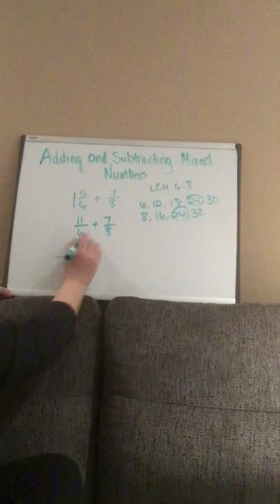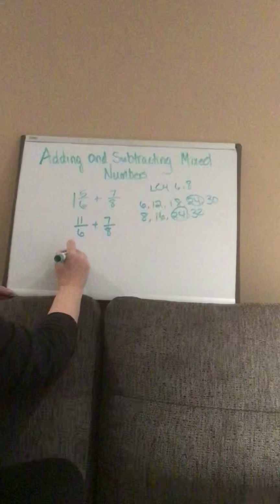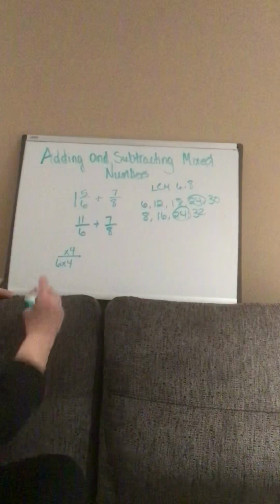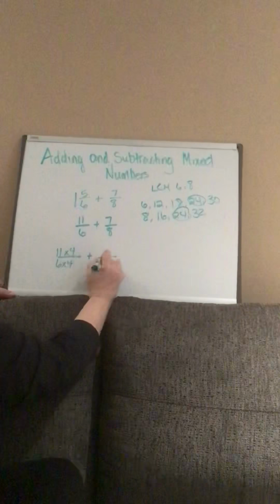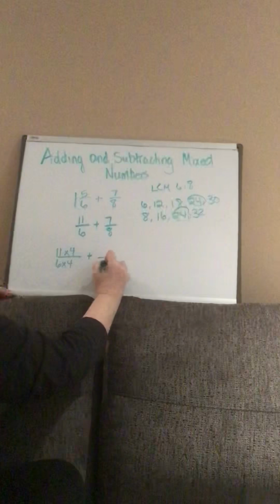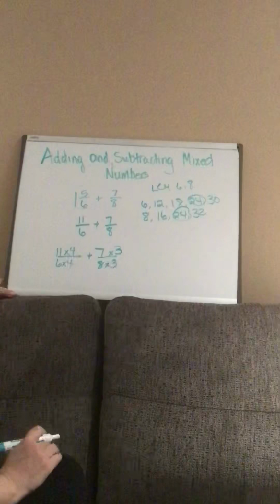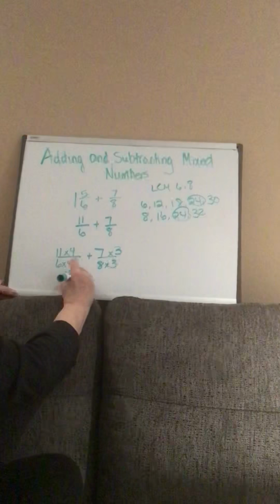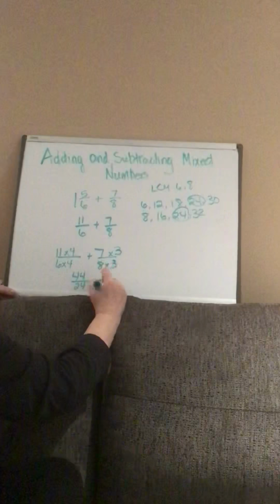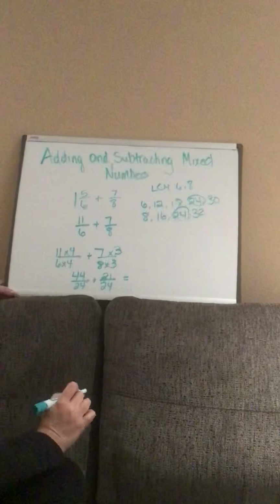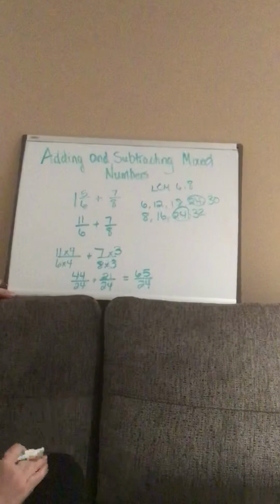So 6 times 1, 2, 3, 4 was 24. I'm going to put times 4 up here right away so I don't make the same mistake. 11 times 4 will give me my new numerator. Plus 8 times 1, 2, 3 gave me 24, so I need to do 7 times 3. This becomes 44 over 24 plus 21 over 24, which gives me a total of 65 over 24.